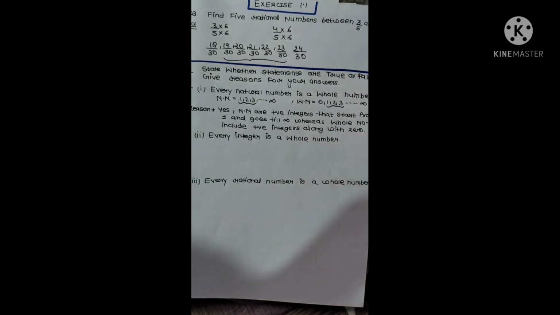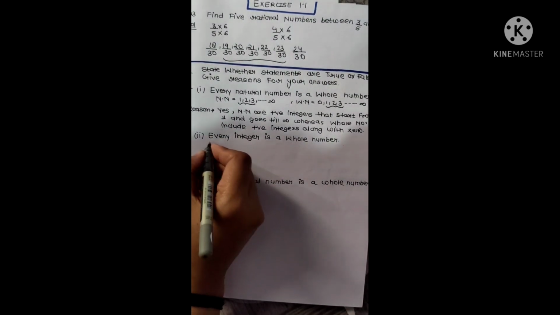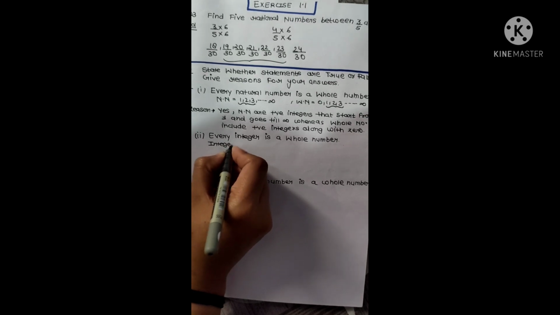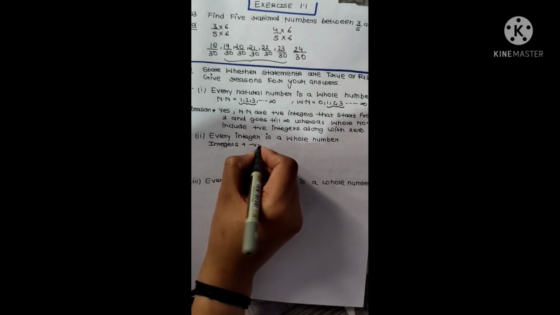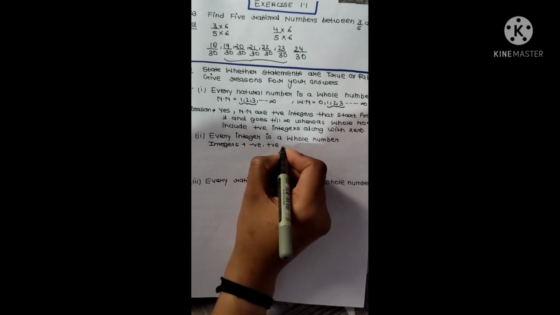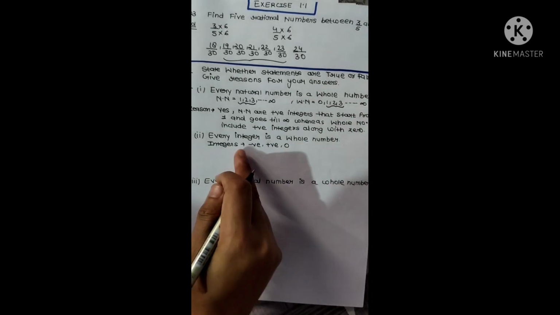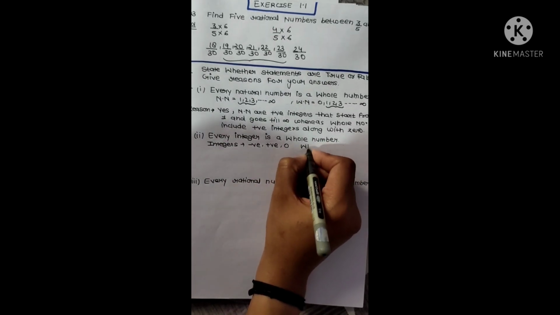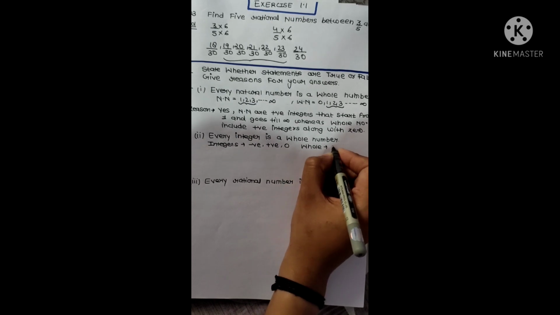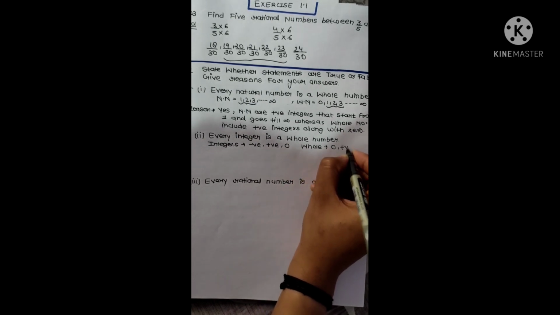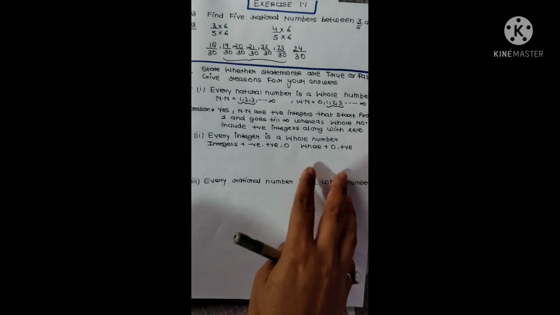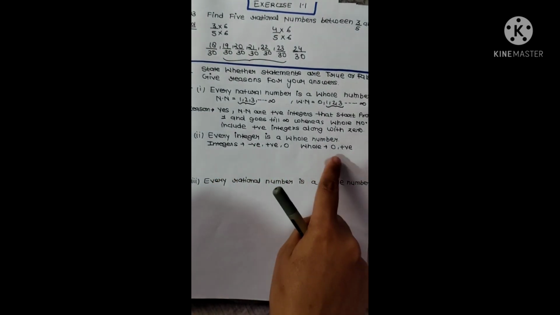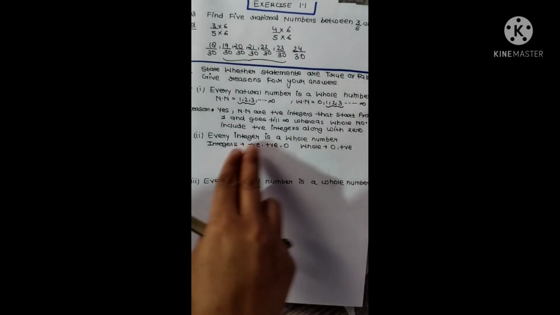Now the second statement: every integer is a whole number. We know that integers are a set of negative, positive numbers and 0. It is a set of positive and negative numbers including 0, and whole numbers start from 0 with positive integers. So how can a whole number be negative? If it starts from 0, how can it be negative? So this statement is false.